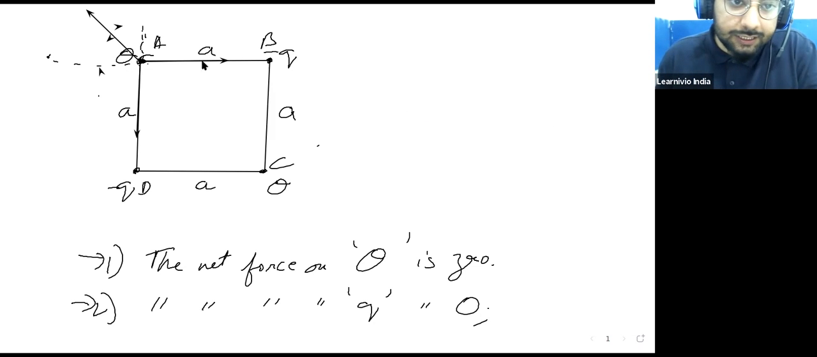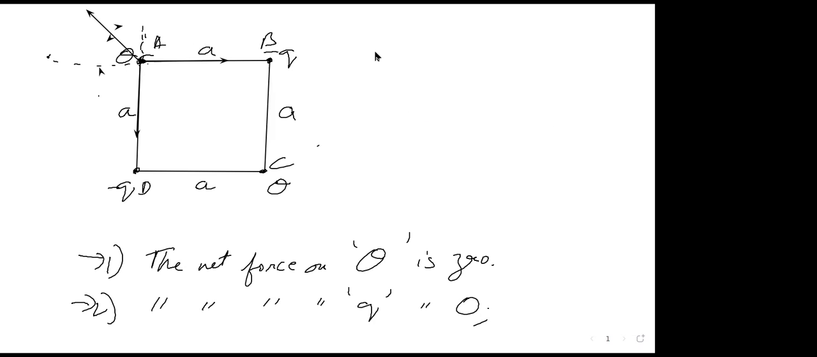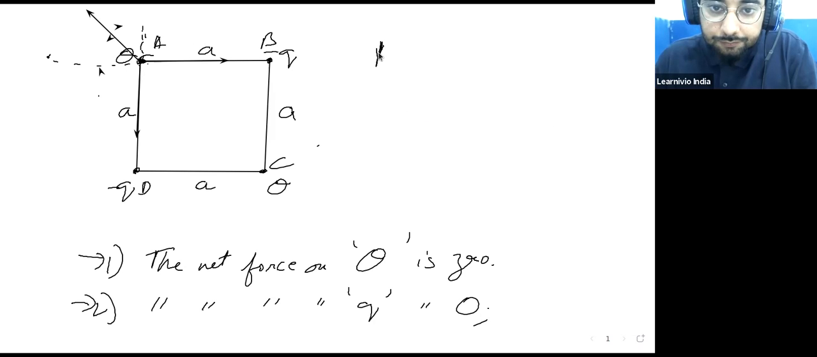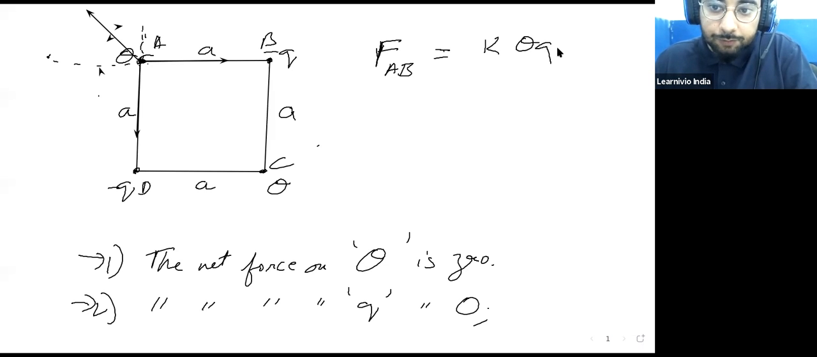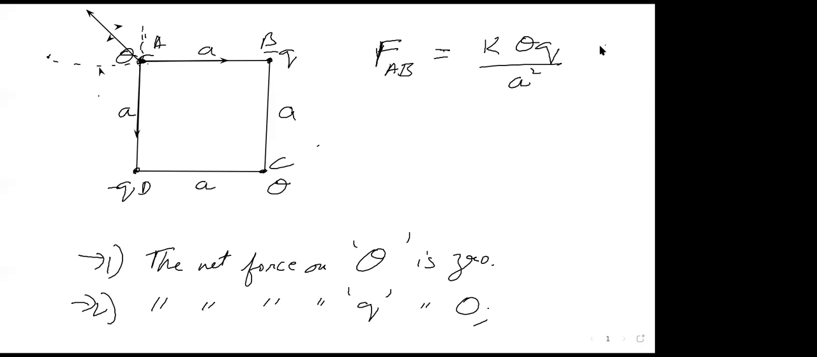Okay, so this is the distance. Let's apply Coulomb's law here, right? So the force on A because of B, let's just calculate this. This is going to be just K times capital Q times small q over R squared, which is A squared.